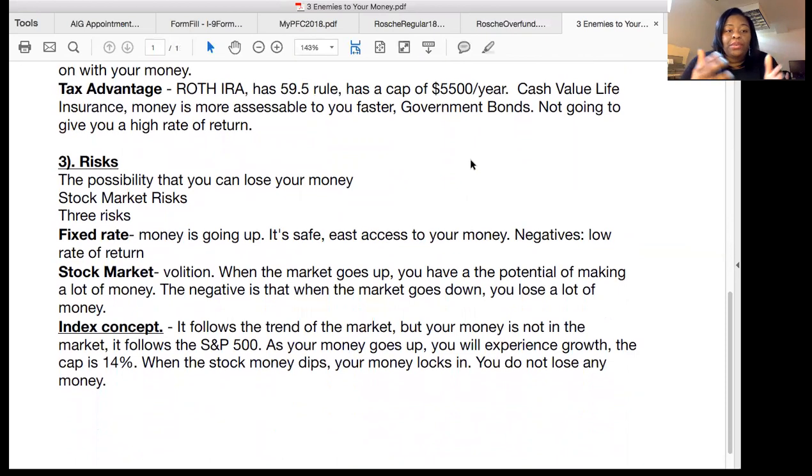Are we putting it inside of a bank, which is fixed risk? Are we putting it in the stock market going up and down? Or are we following that index concept that I mentioned before, where you don't lose your money? The positive is that you're not losing any money, and that it's growing at a higher rate than your bank is growing. The negative is that it is getting capped. So that is my message for today.